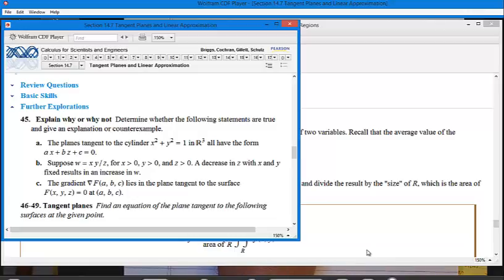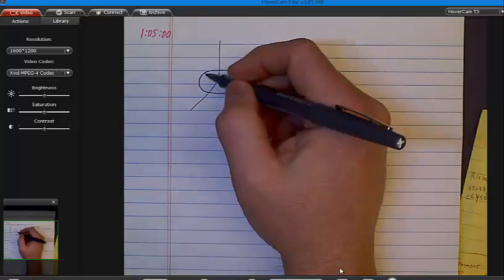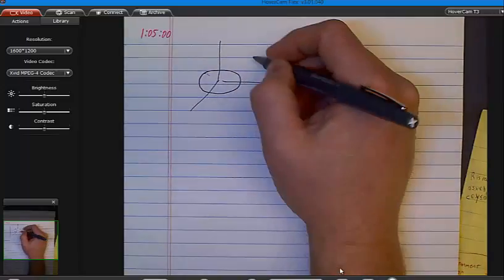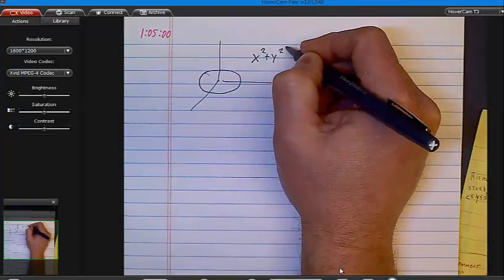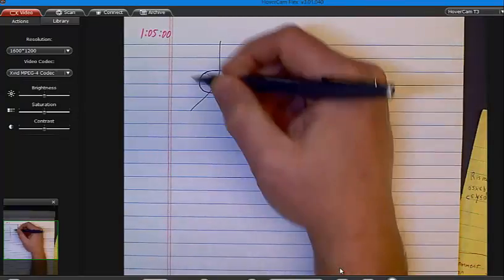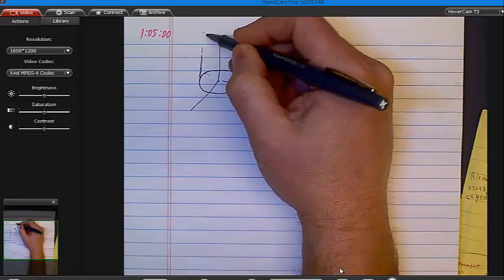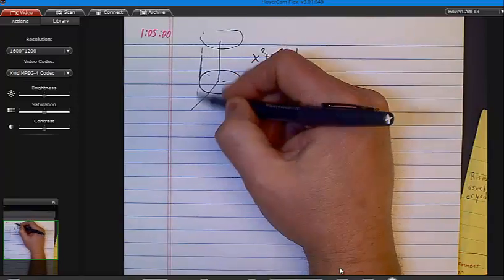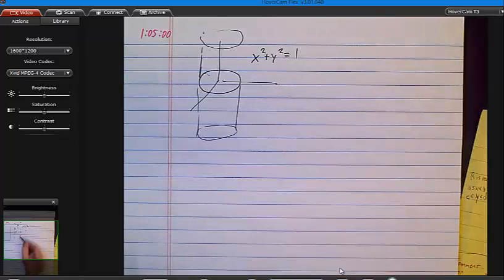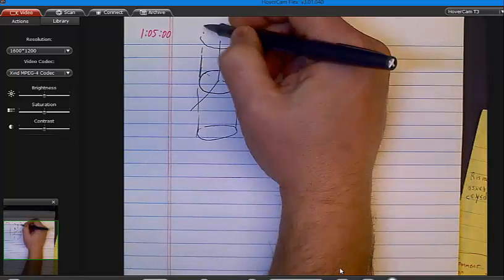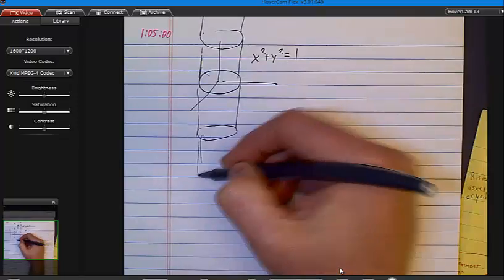And you want me to explain why? Let's see. I'm picturing this, x squared plus y squared equals 1. Now the cylinder, right? It just does this, and it extends infinitely. But that's the picture.